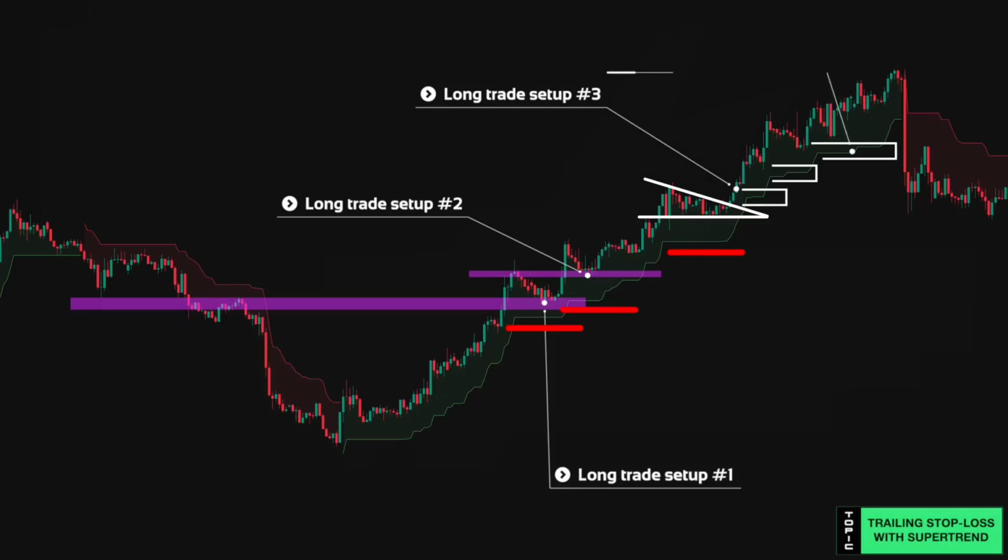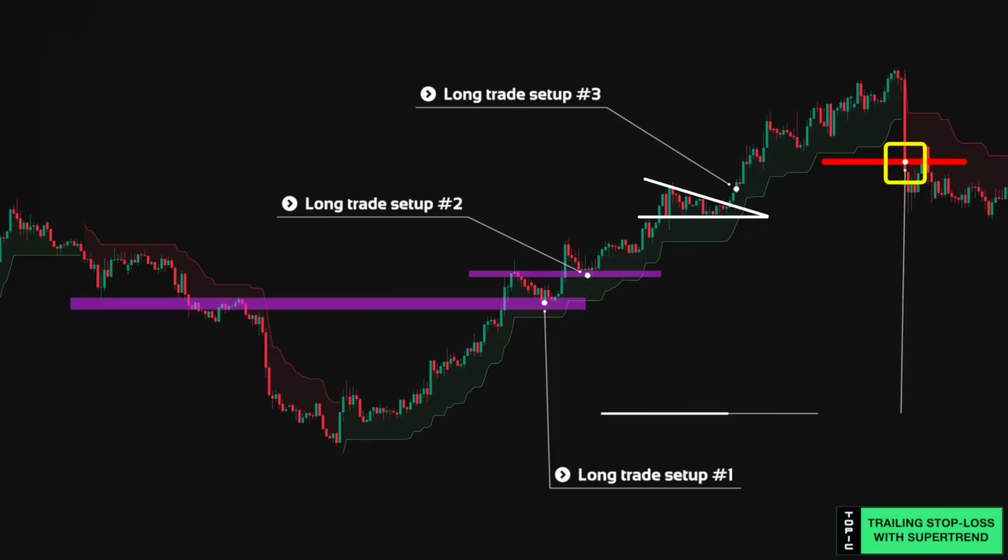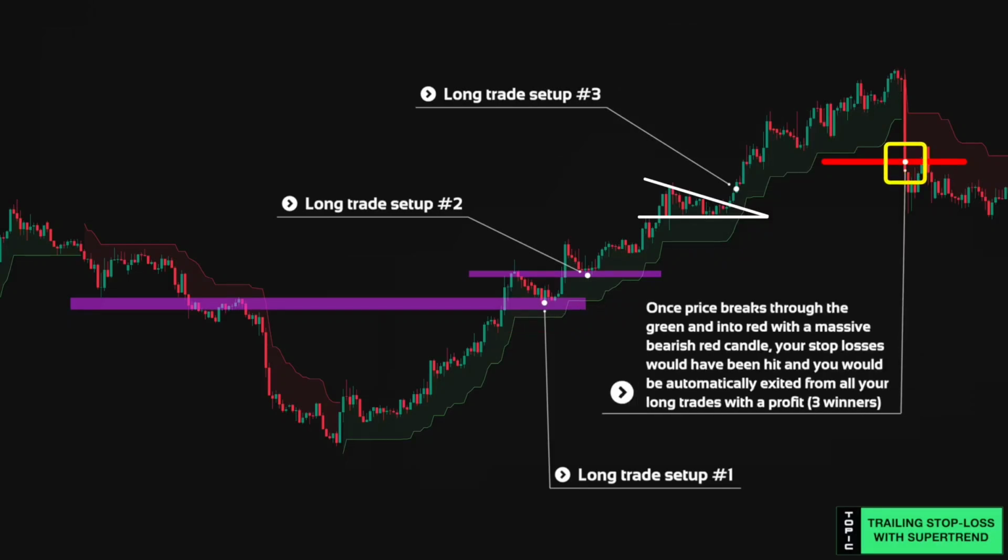Again, multiple sideways super trend indicator movements, allowing you to trail the stop loss upwards. Once price breaks through the green and into the red with a massive bearish red candle, your stop losses would have been hit, and you would automatically be exited from your long trades with a profit. Let's show this again.